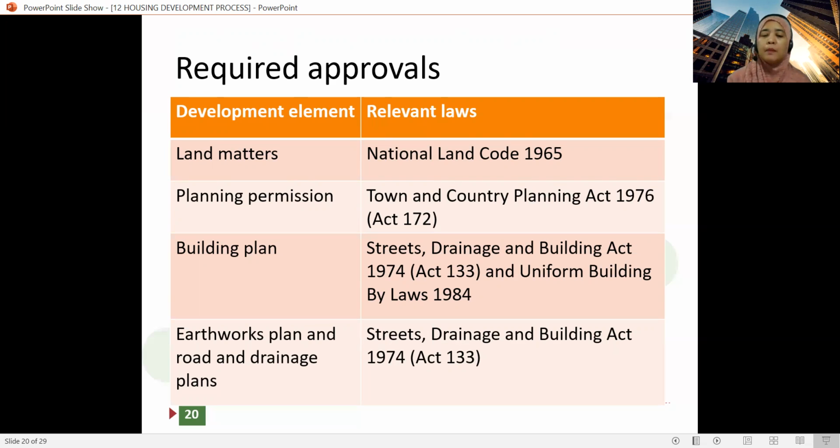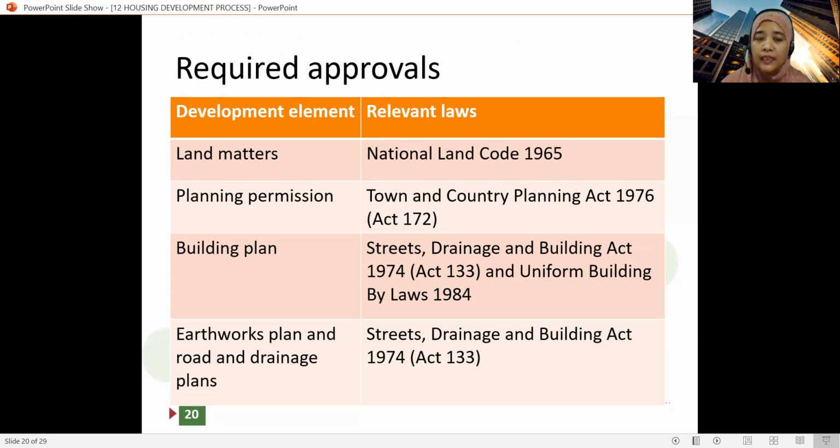Okay, the planning permission is being regulated by Town and Country Planning Act 1976, Act 172. The approval of building plan also must be obtained, and the act, akta yang kawal the approval of building plan is SDBA, Streets Drainage and Building Act 1974, Act 133, and Uniform Building Bylaws 1984.